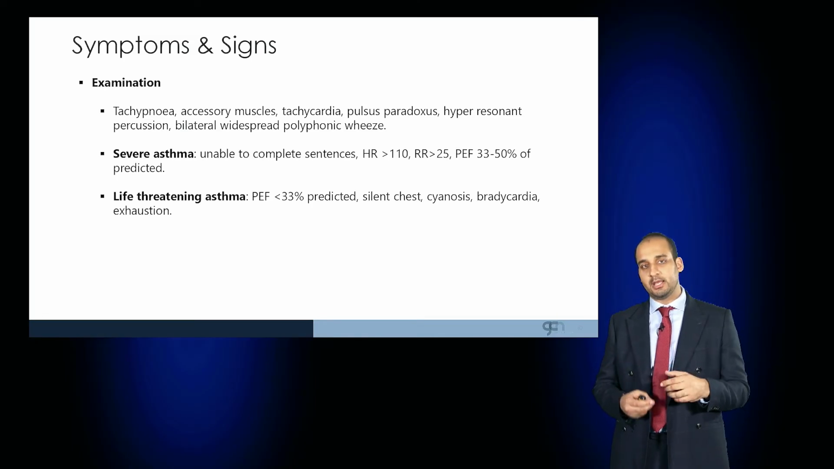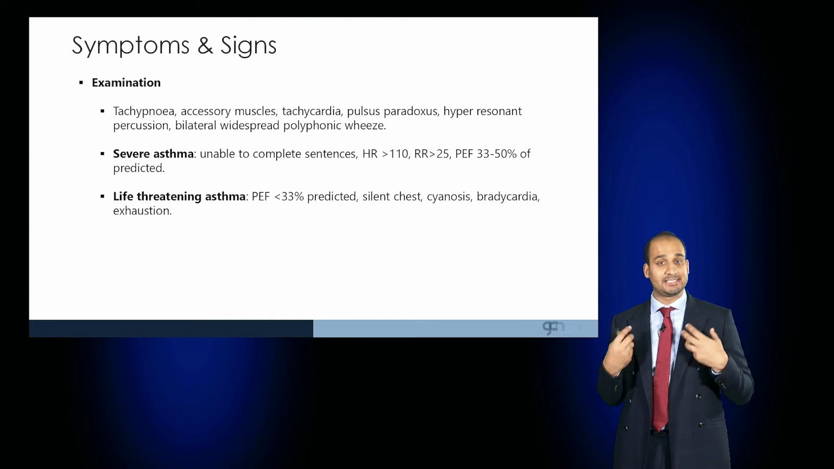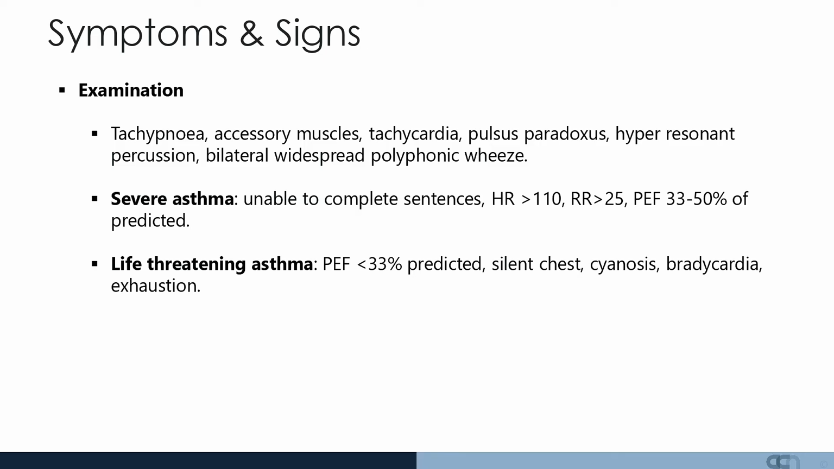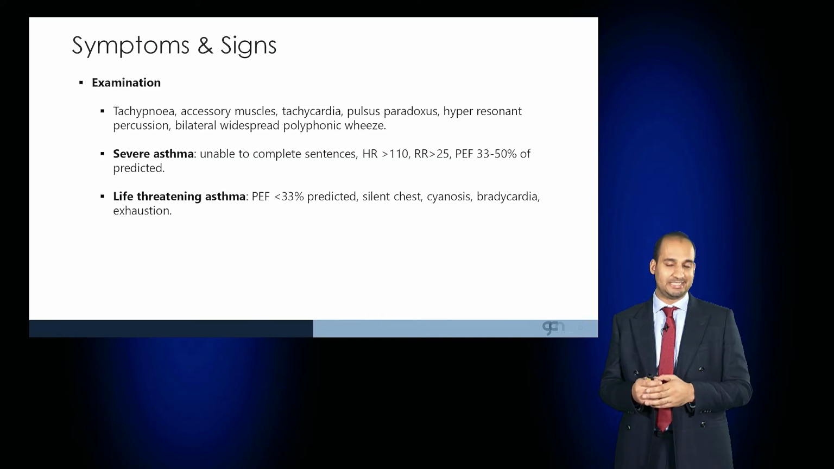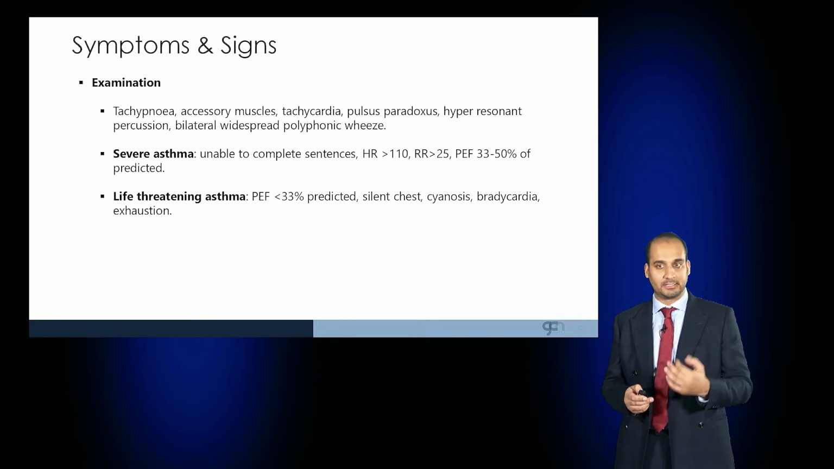On examination, patients will be tachypneic. Their accessory muscles may be used, the sternocleidomastoid. You may see the intercostal muscles being used. They may have pulsus paradoxus, which is where the pulse drops on inspiration, hyperresonant percussion, bilateral polyphonic wheeze, and in the more severe asthma conditions that we mentioned, they would be unable to complete sentences and start to become exhausted.